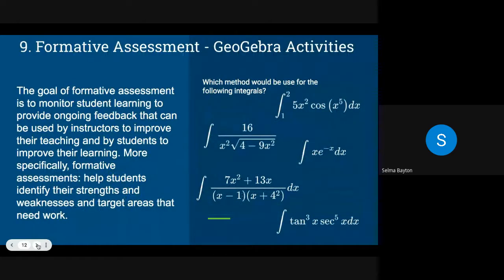Formative assessment. The goal of formative assessment is to monitor student learning to provide ongoing feedback that can be used by instructors to improve their teaching and by students to improve their learning. So basically, we're going to have a GeoGebra activity that is more formative rather than summative, for the kids to decide which method they would use. There are 5 integrations here.